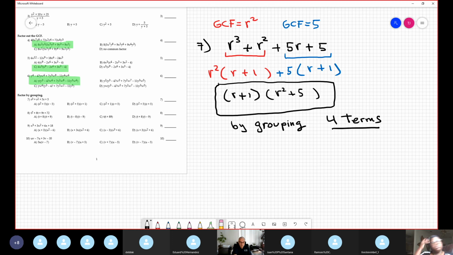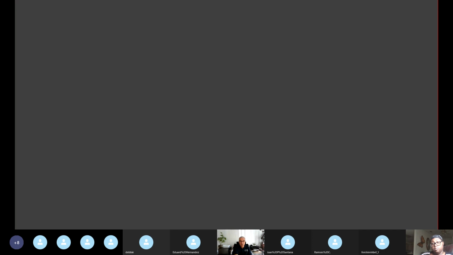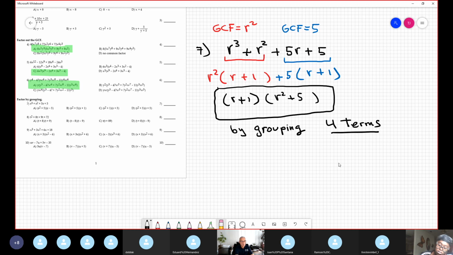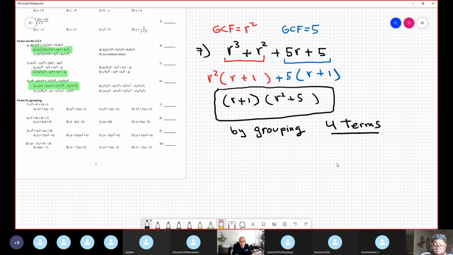Question, by grouping. Do you remember or not? Totally lost? Good. Factorization by grouping. Okay. Number 8 now.